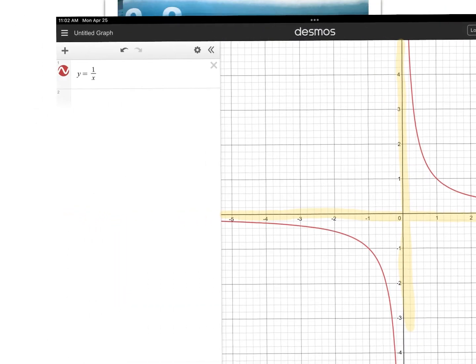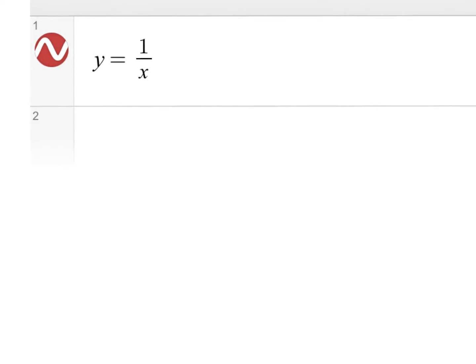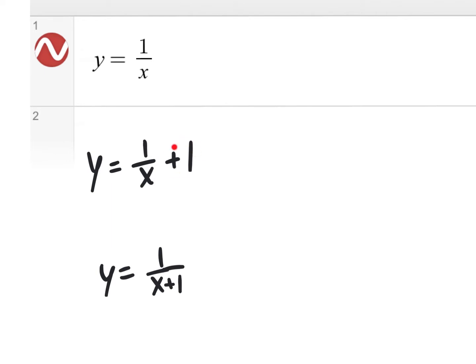So we also messed with Desmos yesterday and investigated what happens when we change this parent graph by adding a 1 out here, or what happens when we change the parent graph by adding a 1 in the denominator, or by adding or subtracting any number out here, or adding or subtracting any number down here to x. And we should have come to the conclusion that this shifts your graph up or down. And that this value right here, the opposite of this value with x, shifts your graph left and right.